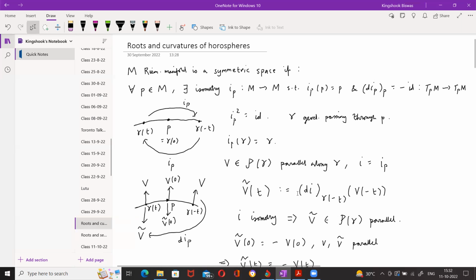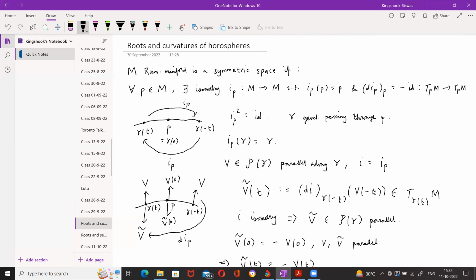Okay, so that's what I do. I apply the derivative of I at gamma minus t to v minus t. This gives me a vector at gamma t. Is this clear? Yes, like in this picture.